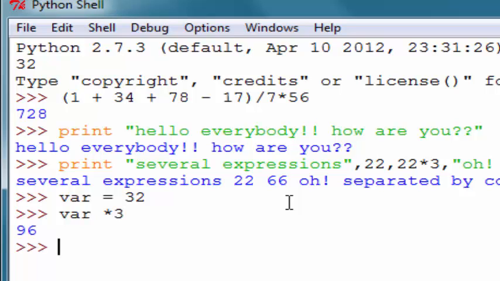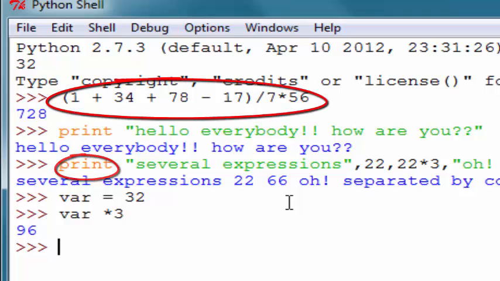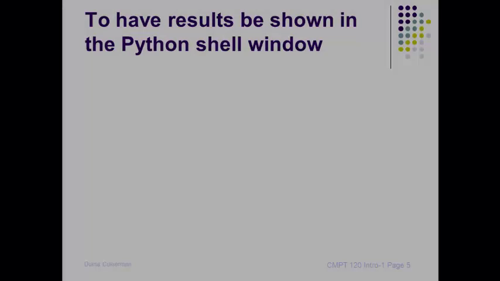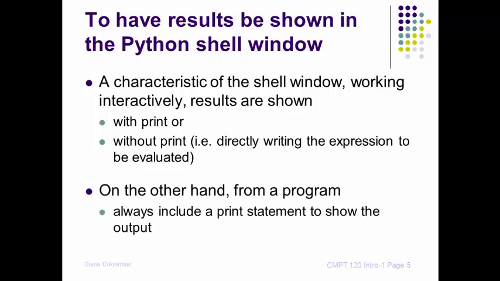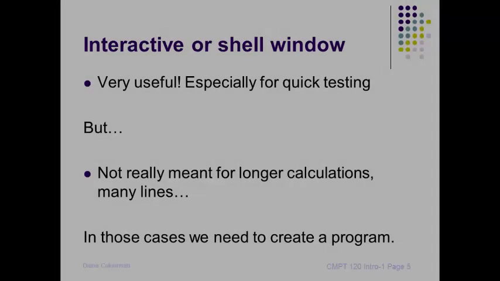You have probably noticed that we have seen results being shown in two different situations, when we use a print statement and when we do not. This is a characteristic of the shell window, when we are working interactively with Python. On the other hand, when we are working with a program, we will always have to include a print statement if we want something to be shown as output.